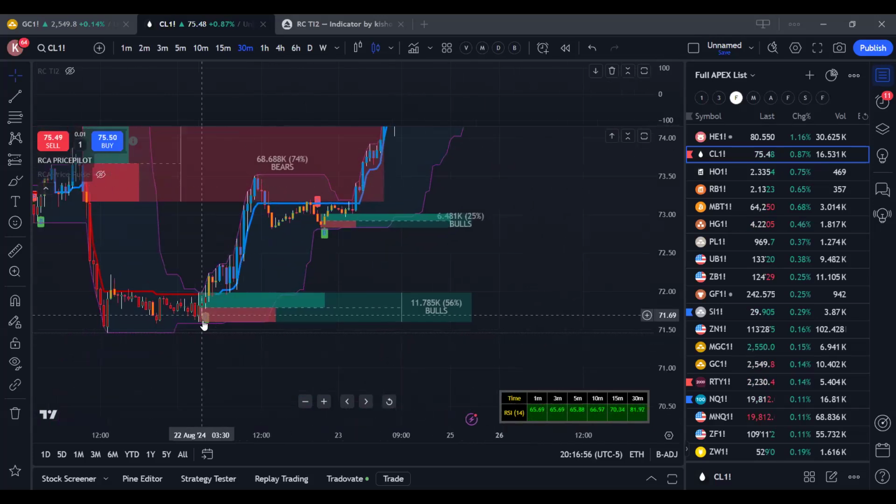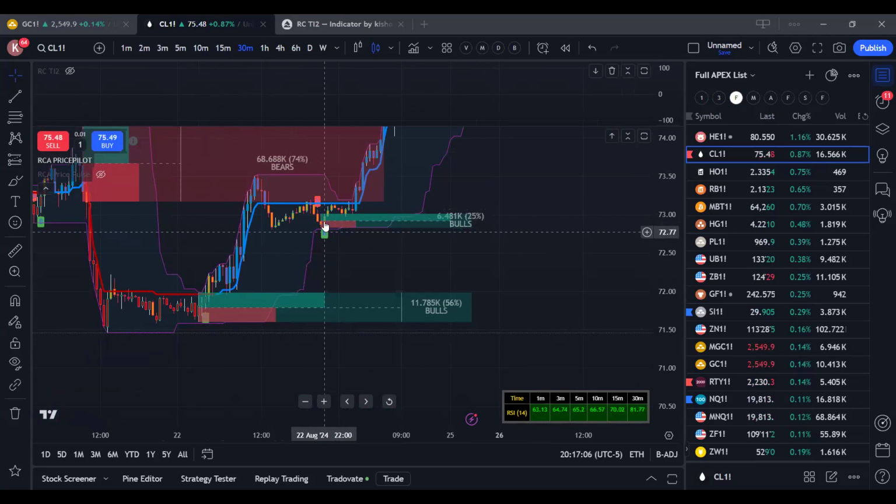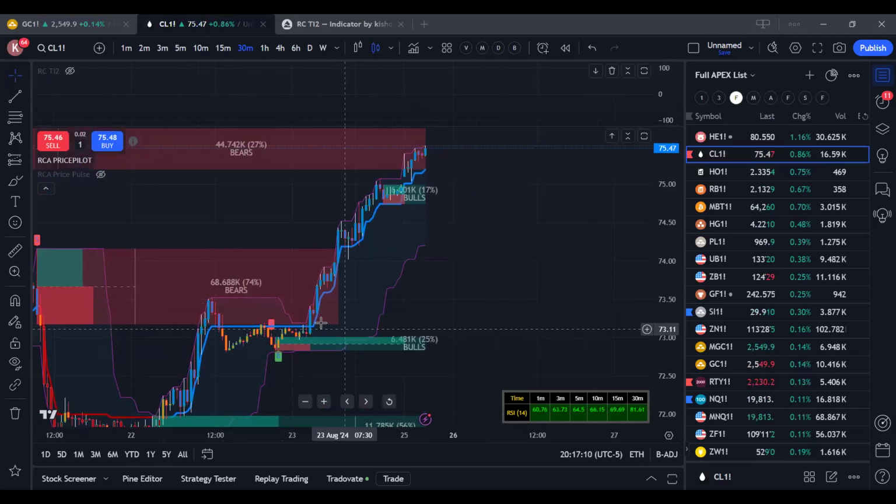So here you got a buy, right? It touched the buy order block, you got a buy. It made nearly $1,000. Again, it came a sell, and again it dropped for nearly 1.5 hours. You got a buy, and again it went all the way up.